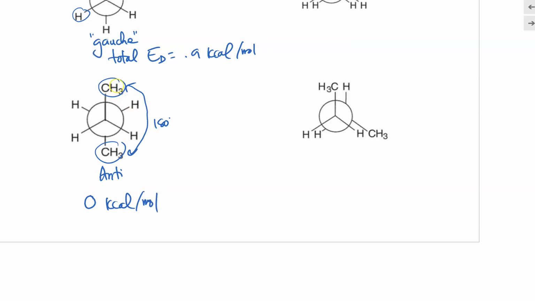And in comparison, the anti conformation, this is set equal to 0 kilocal per mole, because the two methyl groups are too far away from each other, so they do not interact with each other. And the interaction between the methyl and the hydrogen is also equal to 0 as well. The reason is because we cannot avoid that. That exists in all of the conformations. So that's why we set that equal to 0.